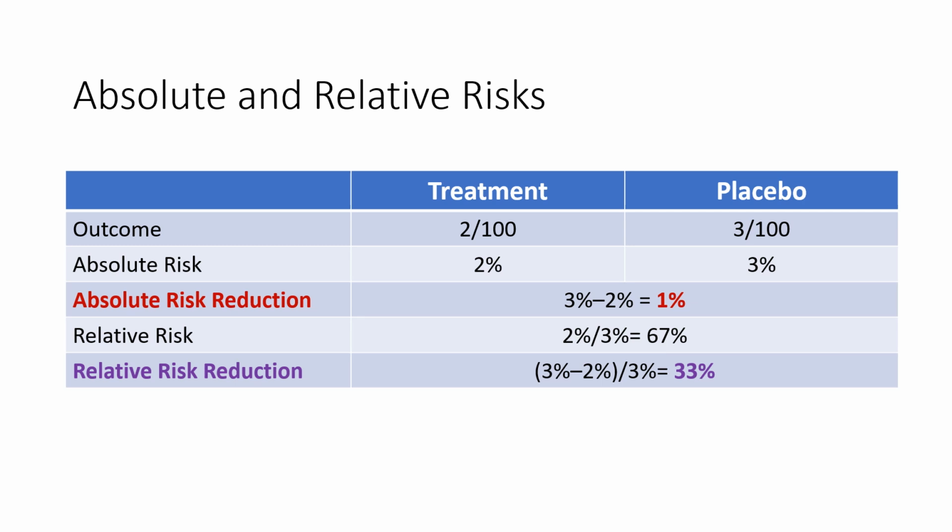However, the relative risk in the study as compared with the control group is actually 2/3. So we have a risk of 2, a risk of 3, so the relative risk is actually 67%. And in other words, the relative risk reduction is actually 33%.